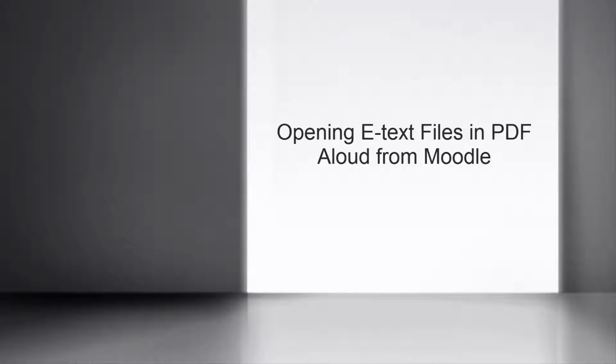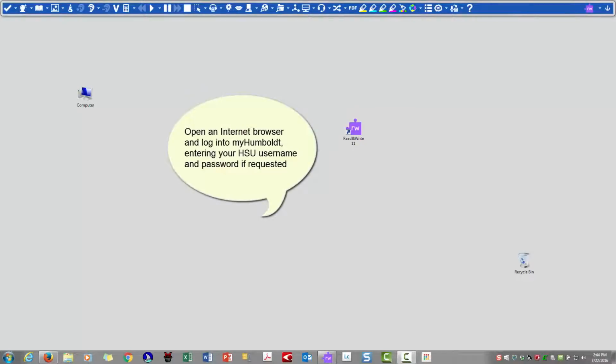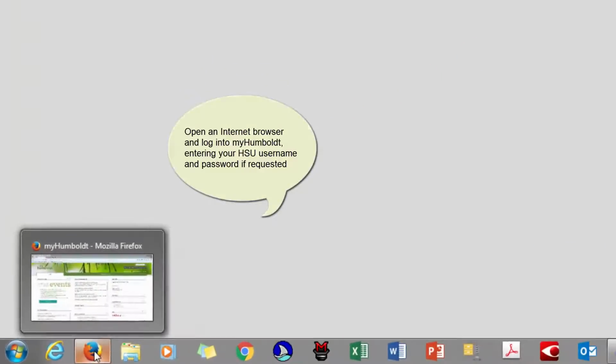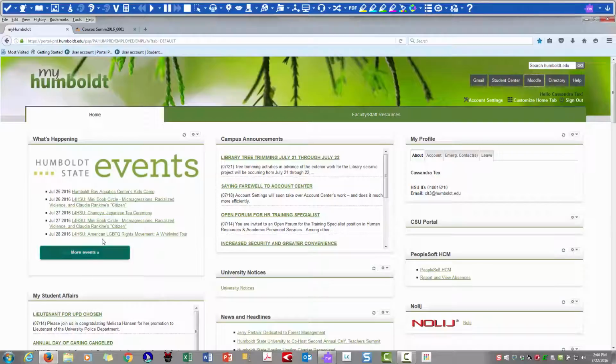To download the files from Moodle, you will first need to log into Moodle by logging into your My Humboldt. To log into your My Humboldt, go to http://www.humboldt.edu. Enter your HSU username and password if requested, and select the Login button. Select the Moodle button that is located in the upper right corner of the My Humboldt portal page.